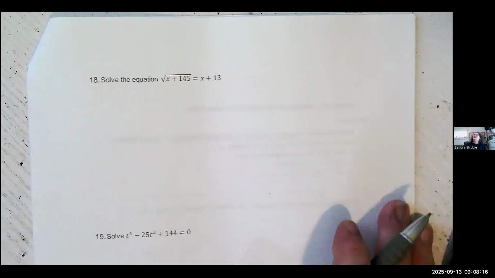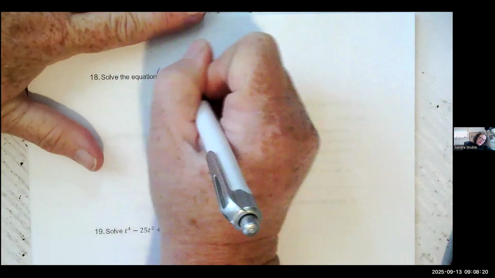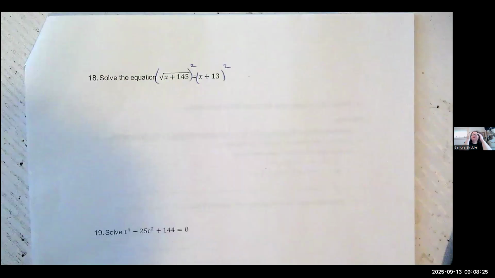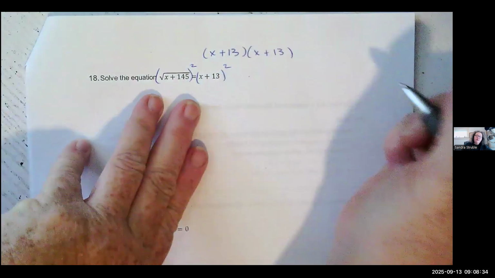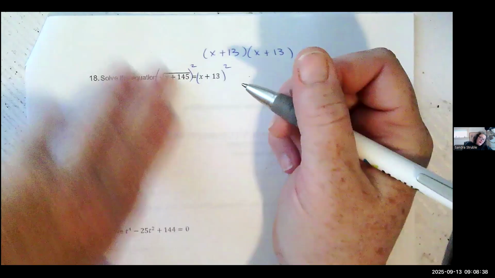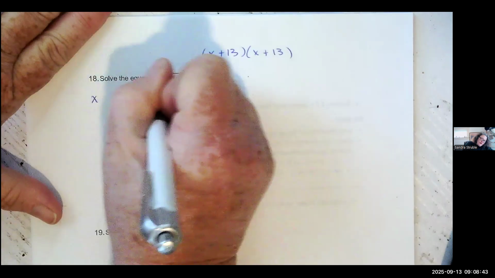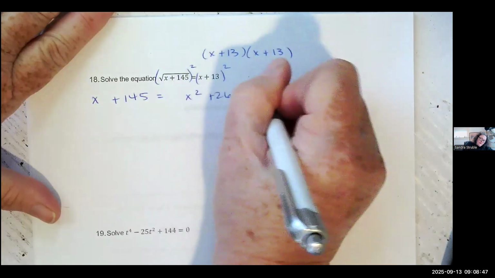Square root. Well, when we have a square root on one side, to get rid of it, we need to square both sides. Please do not do this as x squared plus 13 squared. That is wrong. It is a binomial squared, which is x plus 13 times x plus 13. You have to multiply it, FOIL it, distribute it, Cox method, pick your poison. So this turns out being x plus 145 is equal to x squared plus 26x plus 169.